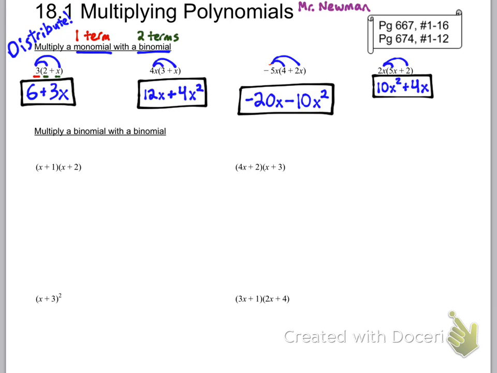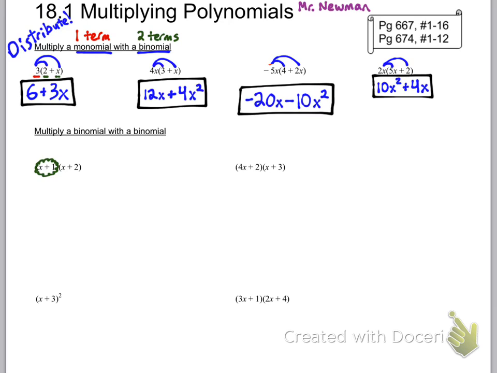Now, to multiply a binomial with a binomial, first of all, notice that we have a binomial with a binomial. X plus 1 is a binomial, and x plus 2 is a binomial. I'm first going to show you how to do this with the distributive property. And picture that x plus 1 as a big blob there, as the thing that we're distributing. You can always even think of it as a monomial up above, if that helps.